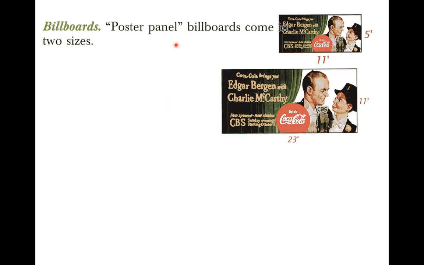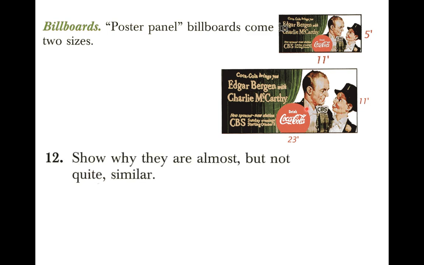So here we have some billboards. They come in 2 sizes. Here's one, here's another. Do they look similar to you? Maybe, kind of the same shape. But we're told in number 12 they're almost similar, but not quite. You'd have to figure out how to show why they're not quite similar. Remember, the definition of similar figures is their corresponding sides are proportional. The corresponding sides would have the same ratio.